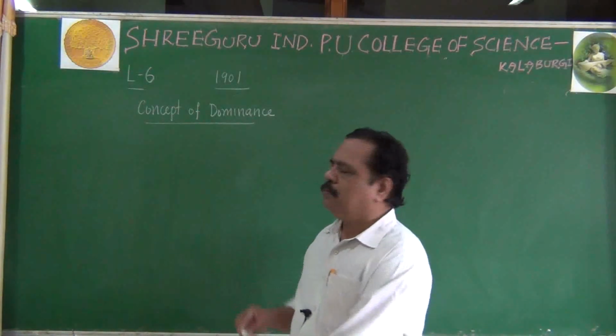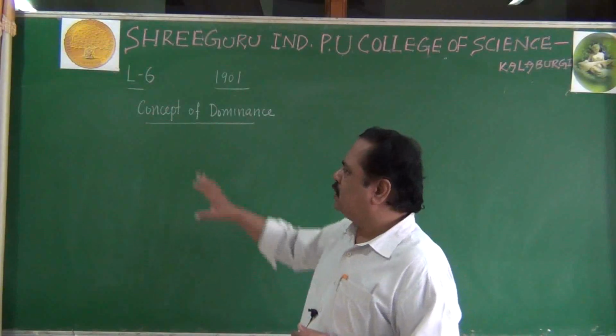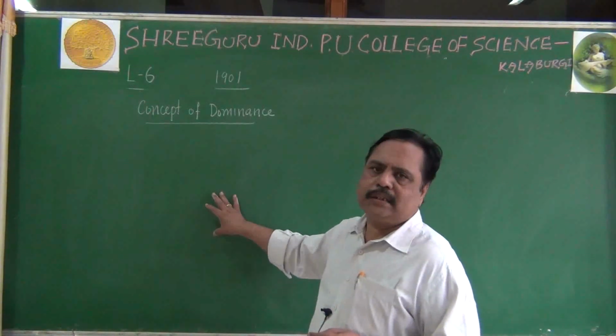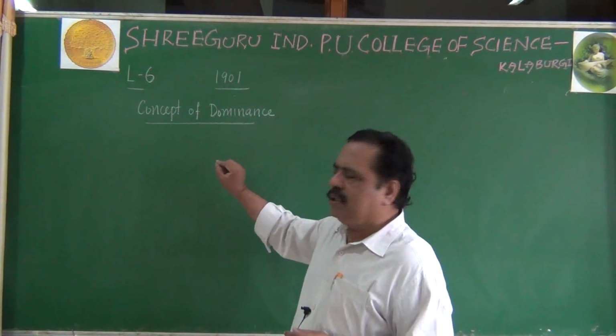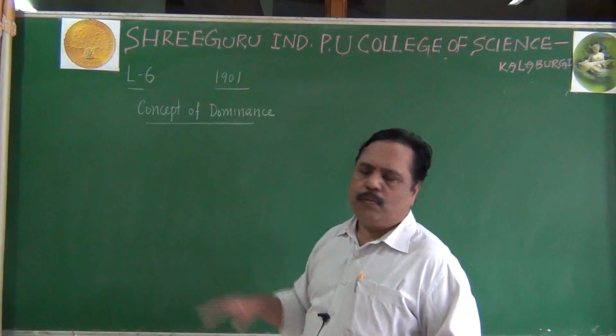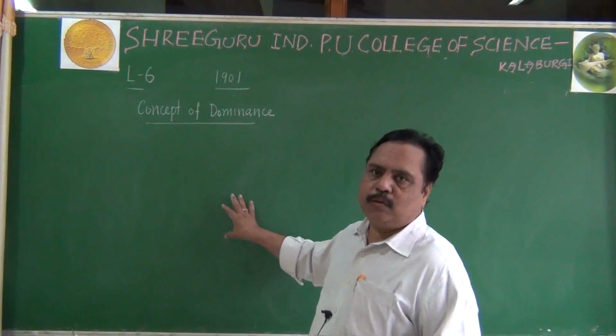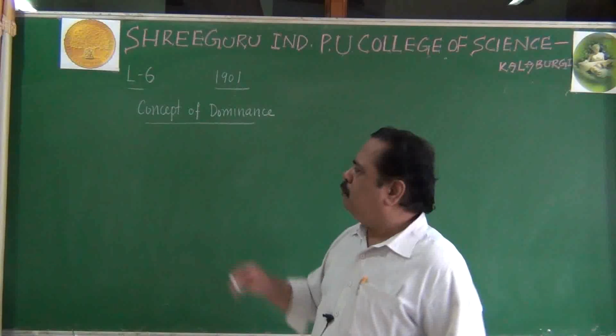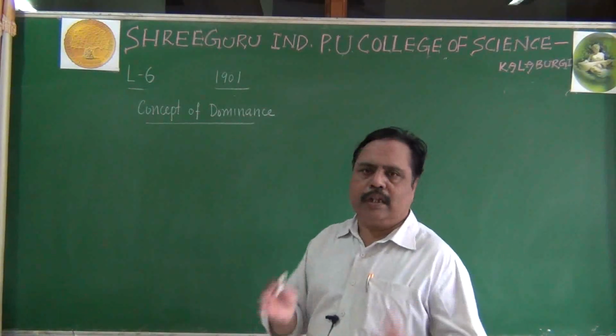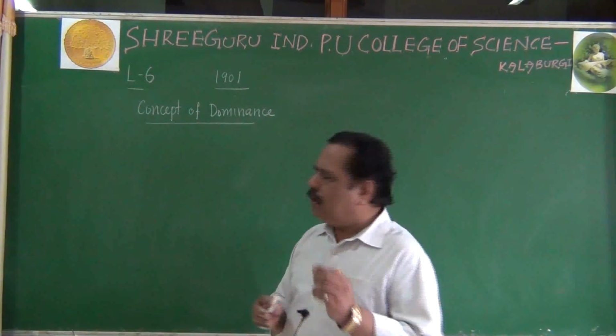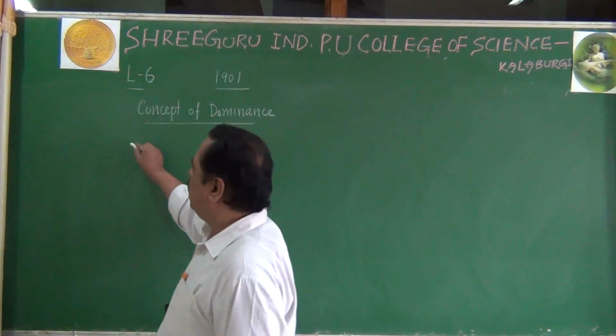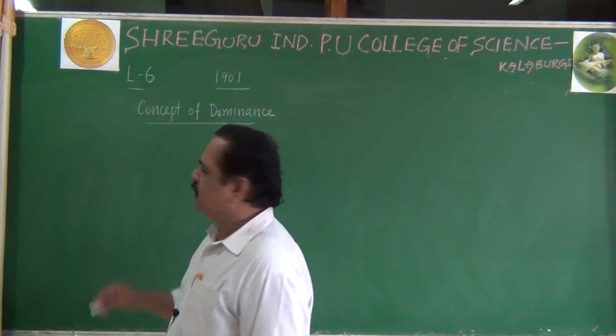What is this concept of how to say that some are dominant, some are recessive? What makes a gene dominant? What makes a gene recessive? That we have to see. Before going into detail about dominant and recessive, let me recall one more point which I told you in the previous classes.